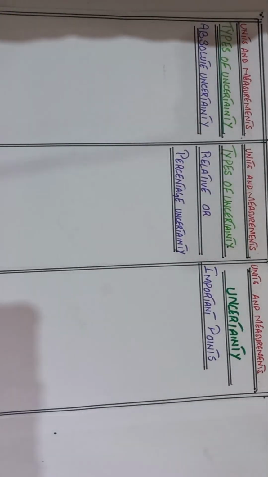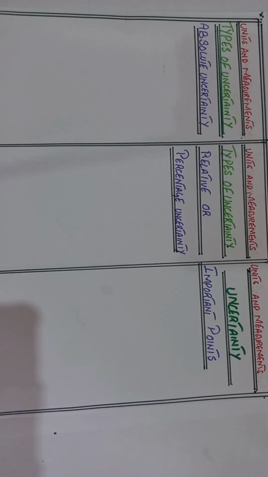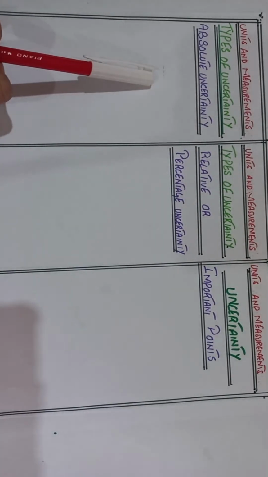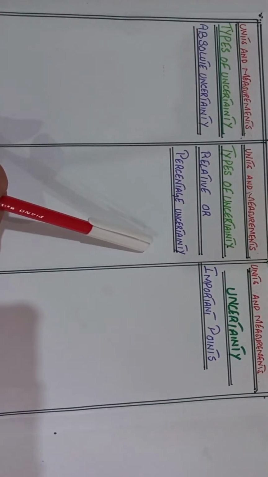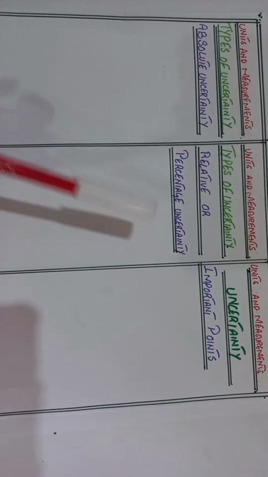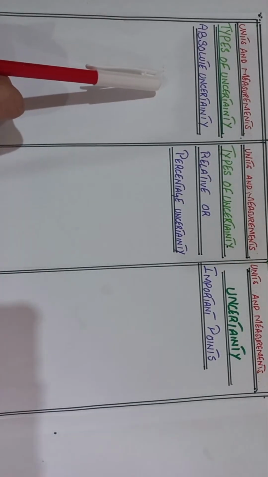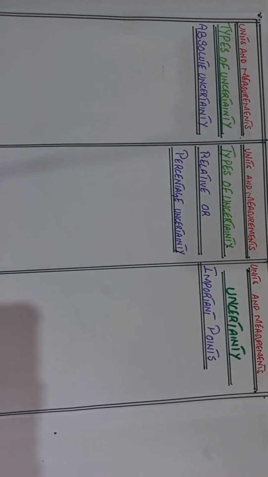There are two types of uncertainty. The first one is absolute uncertainty and the second one is relative or percentage uncertainty. First we discuss absolute uncertainty. What is absolute uncertainty? It shows how much a value could vary in the same unit as the measurement.